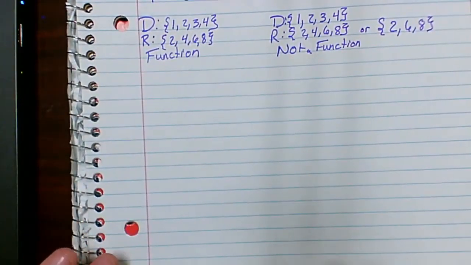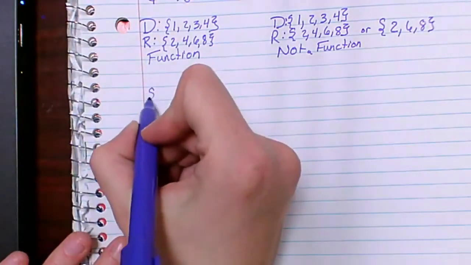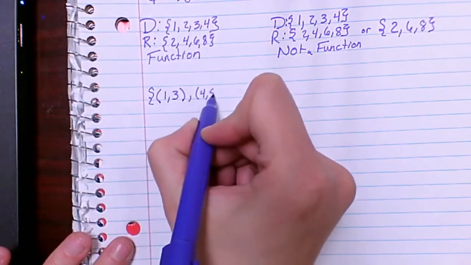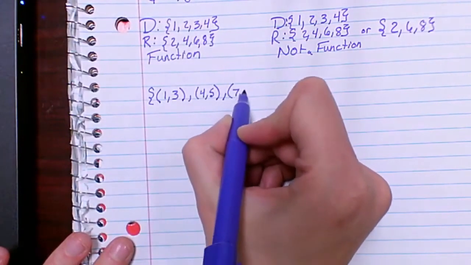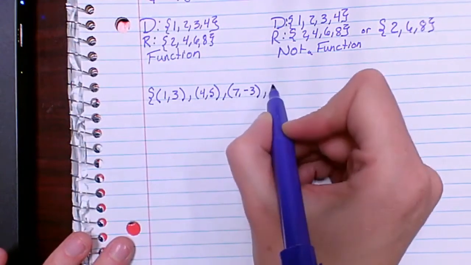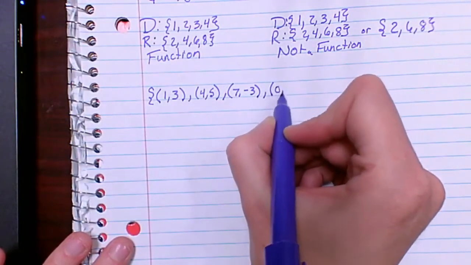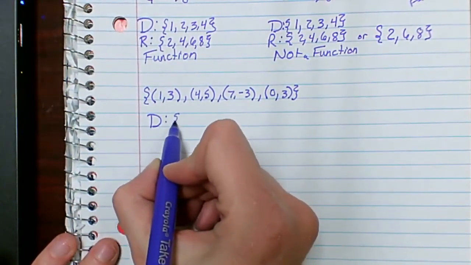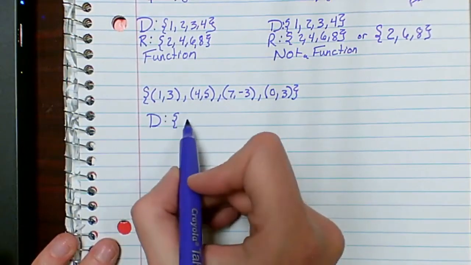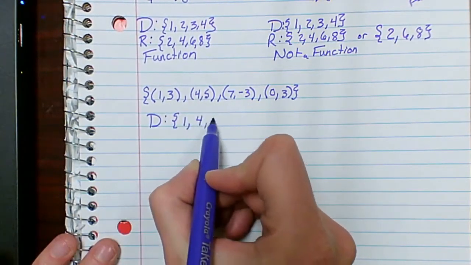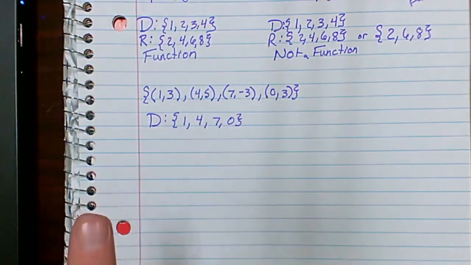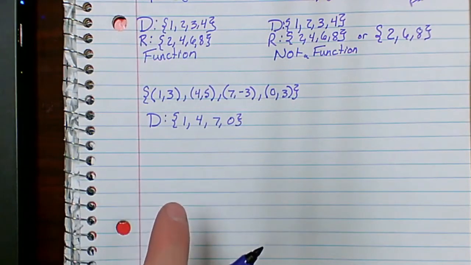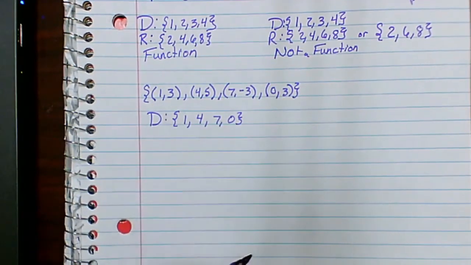Let's look at the pairs, the ordered pairs. Okay, so the domain is all your x values, which come first in the ordered pair. So 1, 4, 7, 0. Now, technically, you're supposed to write this in numerical order, where it's 0, 1, 4, 7, but I just write it in the order that they give me.